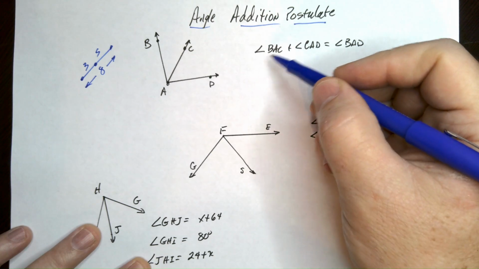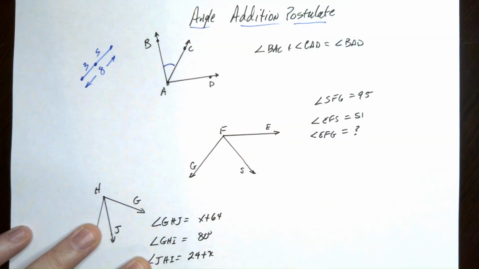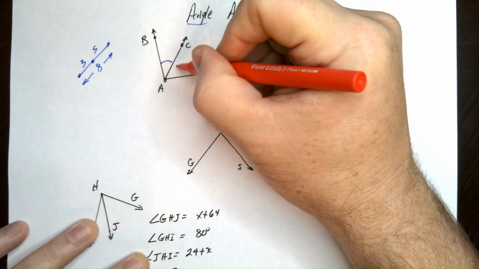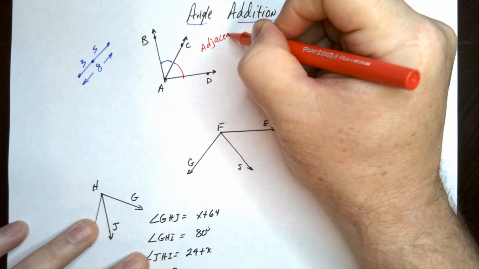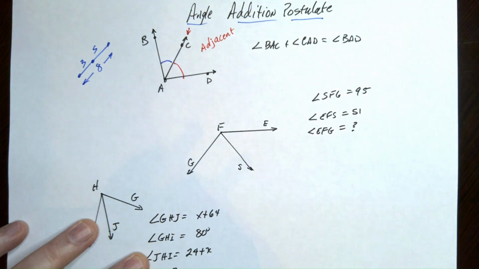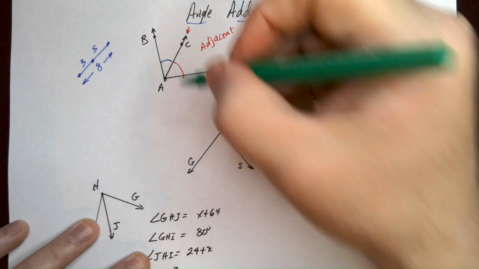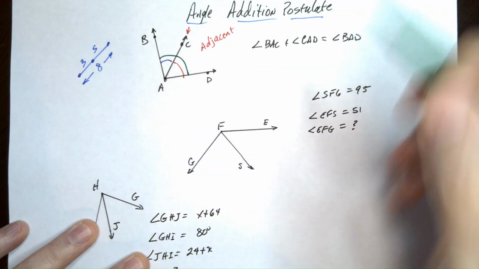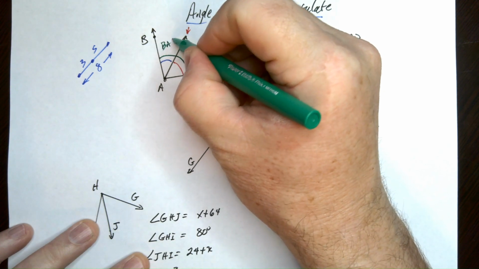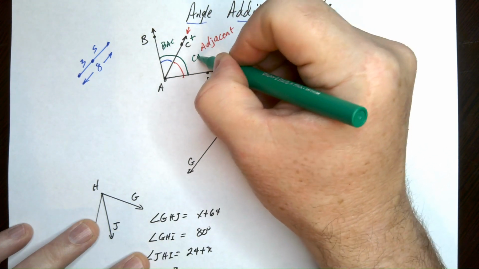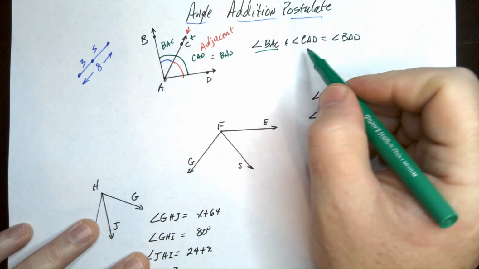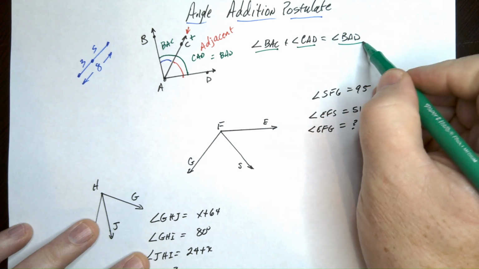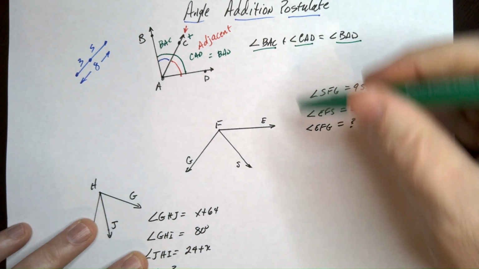So like if you have BAC, which is this angle right here, and you have CAD, which is this angle right here, and these two are adjacent, which means they share a common side, then the two angles add up to make this entire outer angle BAD. That's what this says. So BAC plus CAD is going to equal BAD. So the small angle right here, the other small angle equals the whole thing. So that's the big idea.